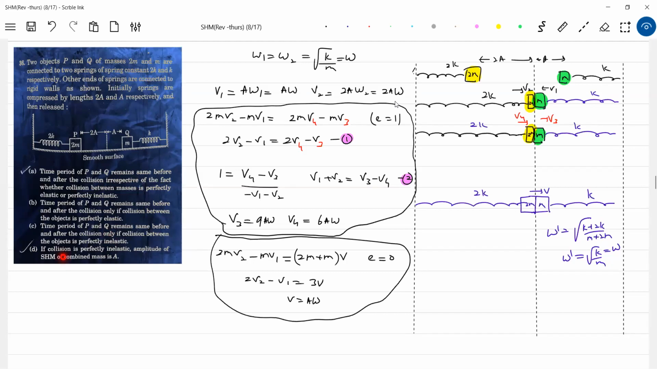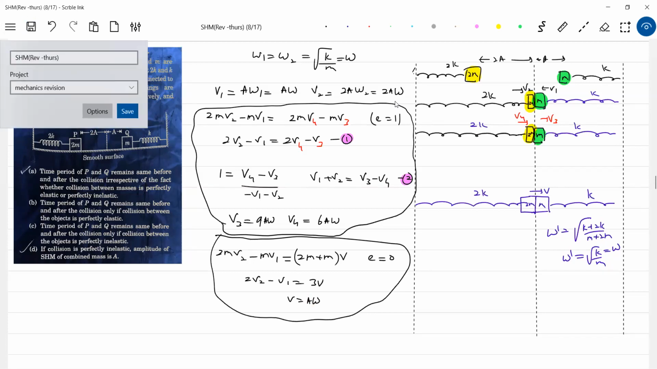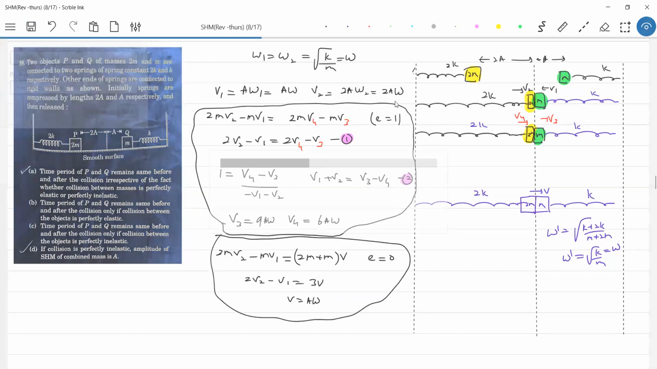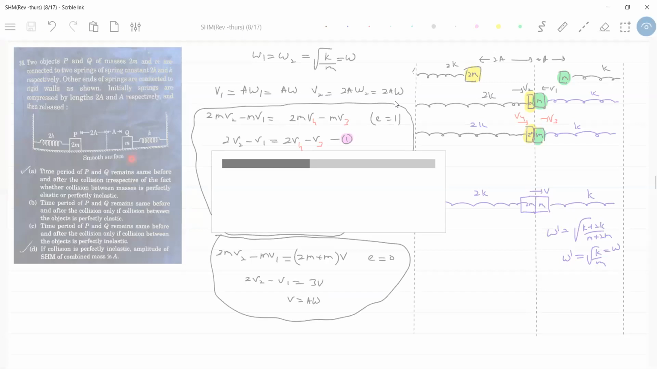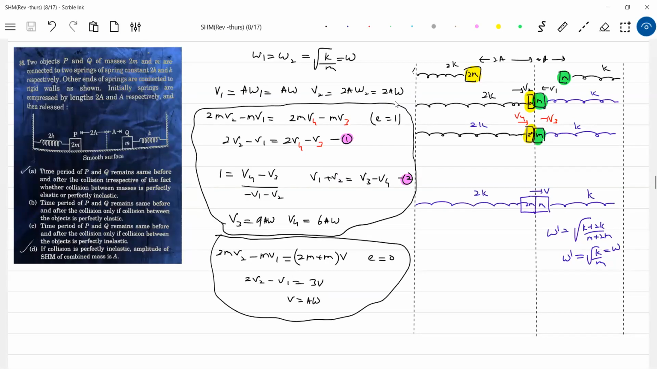Then if the collision is perfectly inelastic, the amplitude of SHM of the combined masses, I think we have information here, will be A only. So option D I have also covered. I brought it here for that purpose. It can be asked, so be careful in advanced exams. No need of a diagram. You can analyze it just by seeing the diagrams. No need of drawing so many diagrams.